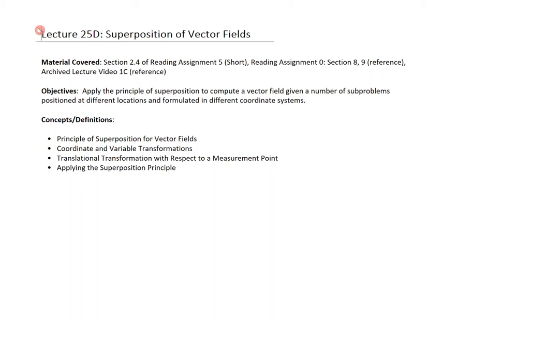So the concepts and definitions are: what do we mean by the principle of superposition for vector fields, when we're given a set of vector field equations which define a particular vector field? Secondly, coordinate and variable transformations. Thirdly, translational transformation with respect to a measurement point. That is, we're making field calculations assuming a certain symmetry, but then we have to move the object to its original location, which means some form of translational transformation is required, and then applying the actual physical superposition principle. The next slide is just a summary of the contents of this lecture.